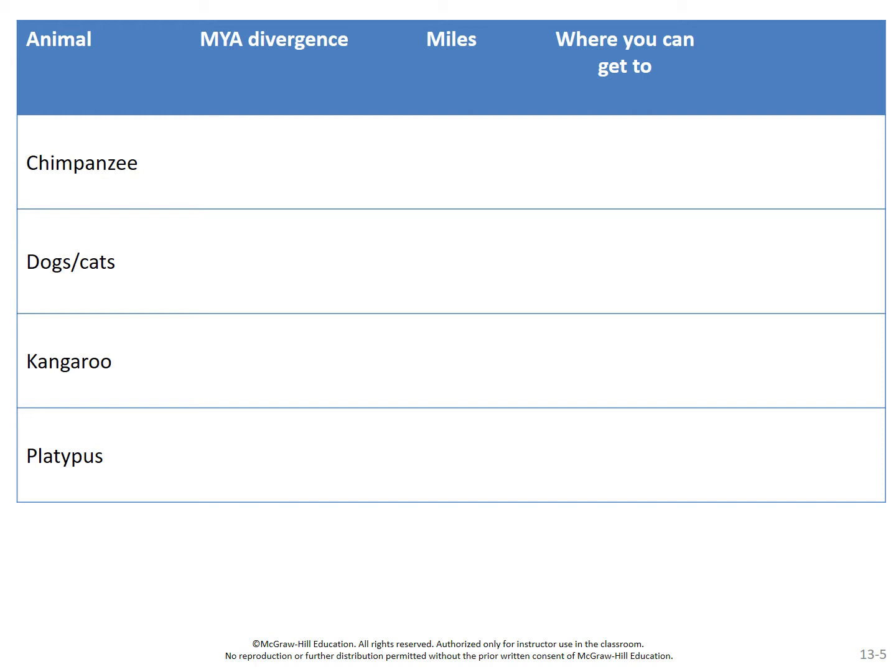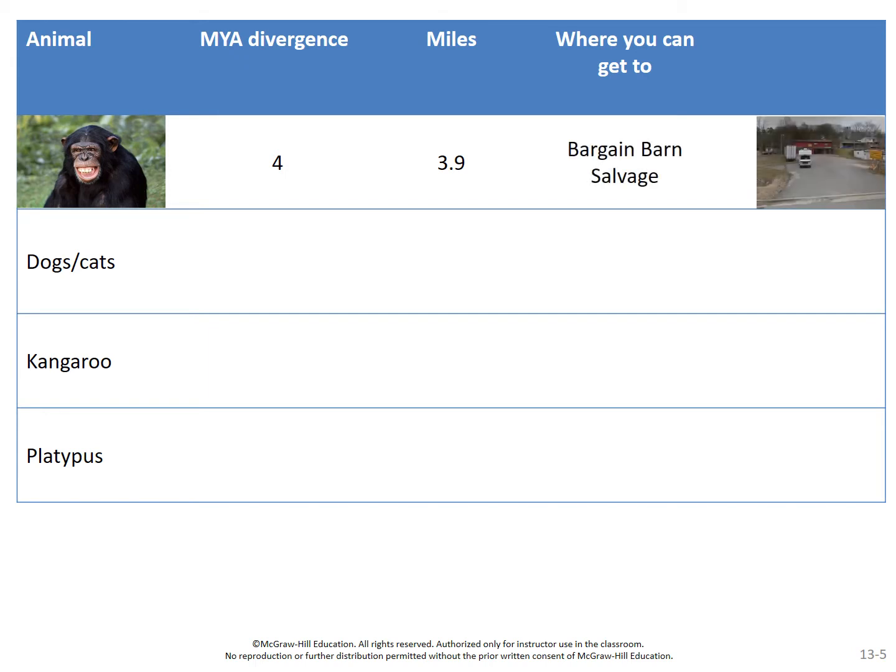So starting at the Tazewell campus, if you start out with a chimpanzee, we diverged from chimpanzees about 4 million years ago, between 4 and 6, but I decided to use 4. So that's about 3.9 miles of pennies. So imagine that you lay down pennies, you go down the hallway, somehow you manage to go down the steps, all the way out of the building, all the way down to the main road past Food City, then hang a left, you start heading towards LMU, and you can actually get to Bargain Barn Salvage about 4 miles down the road.